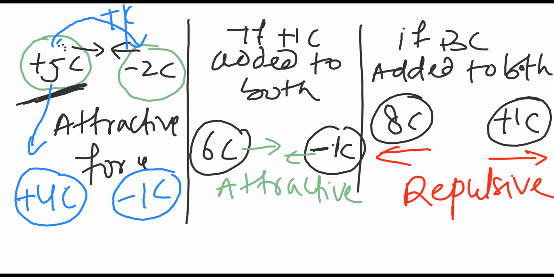Yes, same formula. Repulsive also, the formula you have to apply is the same, but attractive or repulsive you have to check. Magnitude wise the formula is the same. F equal to Q1 Q2 by R square.